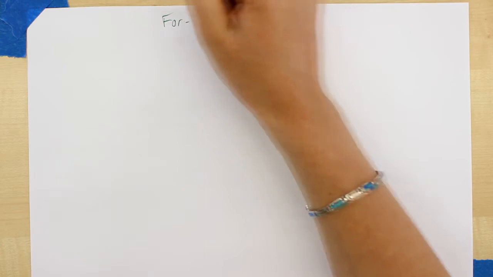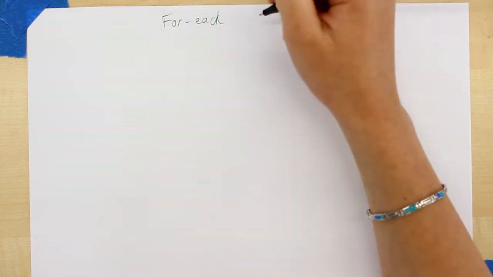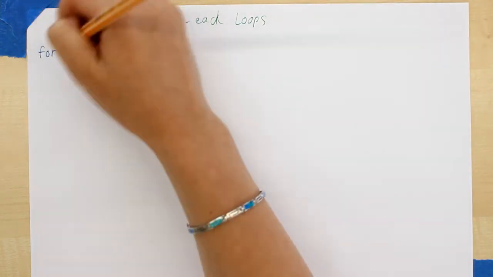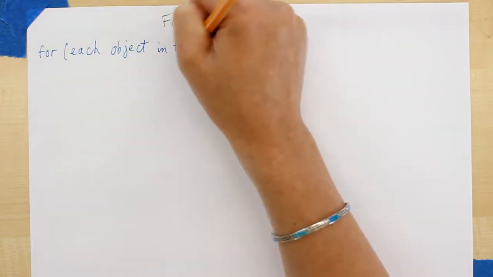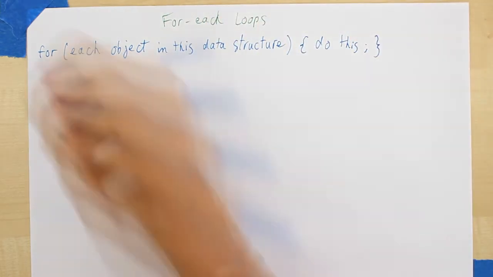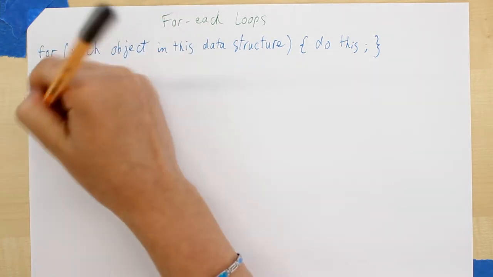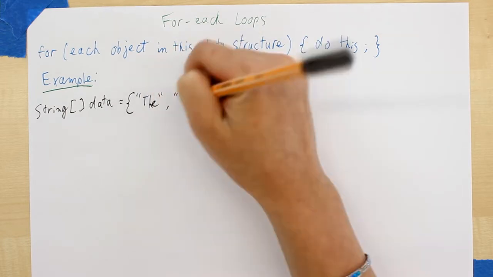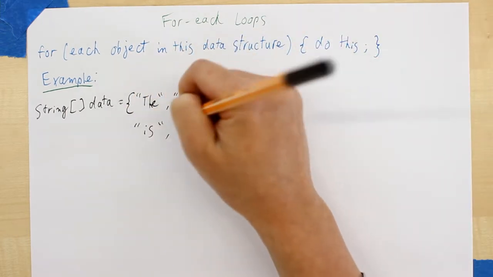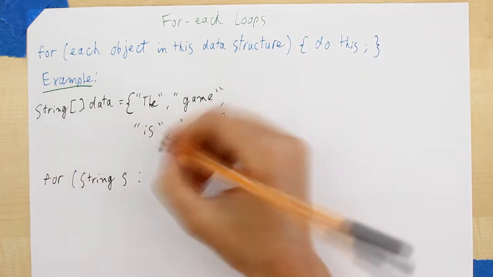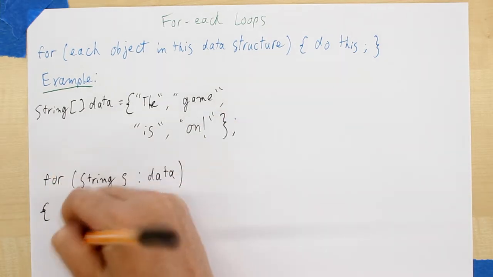For each loops are designed for data structures, which are either an array or an array list, usually. It could also be a list. And they're designed along the format that for each object in this data structure, I will do a certain action. Here we are creating an array of strings called data, which will contain the game is on in 4 separate strings. The header of the for each loop you would read as for each string s in data, System.out.println s.